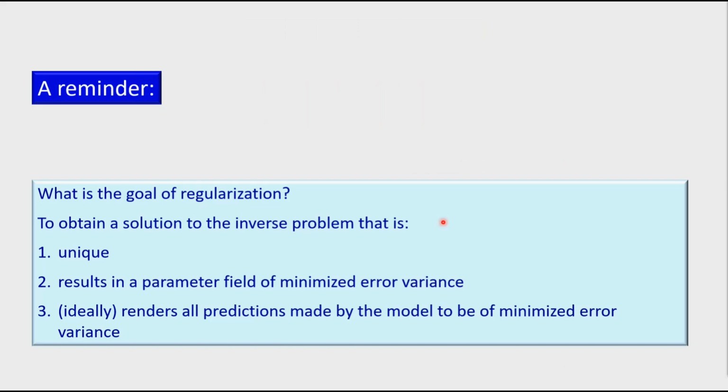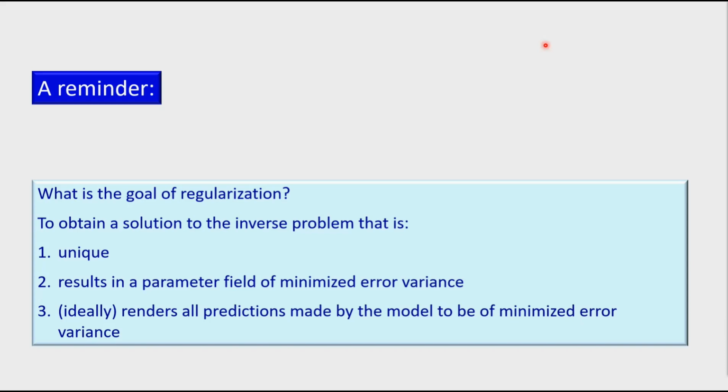Before we go on, let's remind ourselves of what calibration of a model should achieve. This was discussed in other videos. When we calibrate a model, we seek to solve an ill-posed inverse problem. To attain uniqueness, we have to regularize. We regularize in a way that achieves a number of things. Firstly, uniqueness, for that is the purpose of regularization.